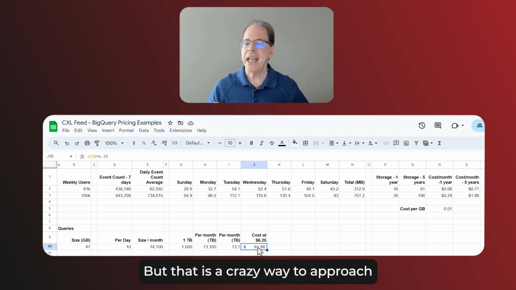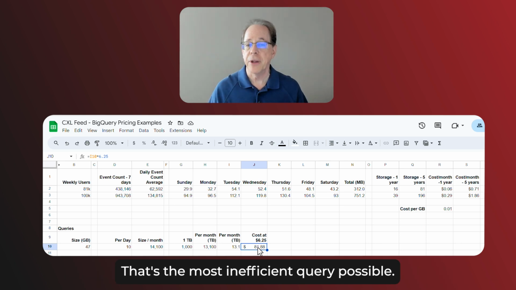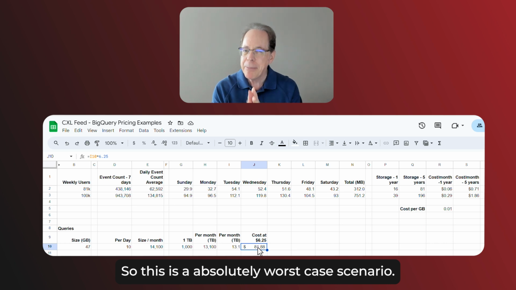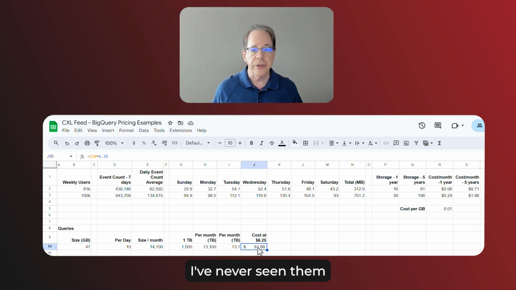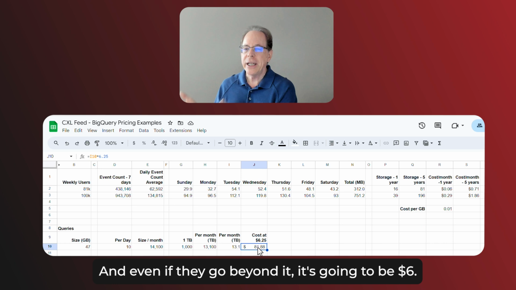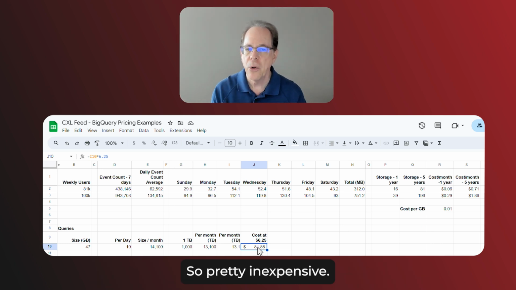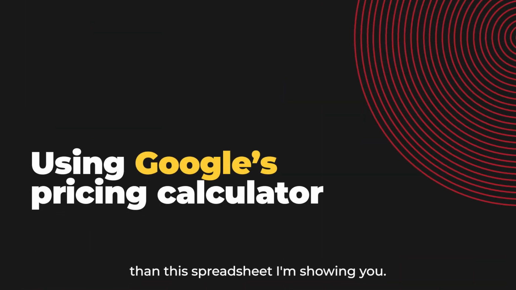But that is a crazy way to approach BigQuery, because you wouldn't run those types of queries. That's the most inefficient query possible. So this is an absolute worst case scenario. In all the clients that I have worked with, I've never seen them come anywhere close to that 1 tebibyte limit of queries. And even if they go beyond it, it's going to be $6. So pretty inexpensive.